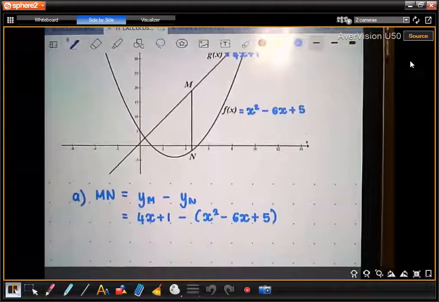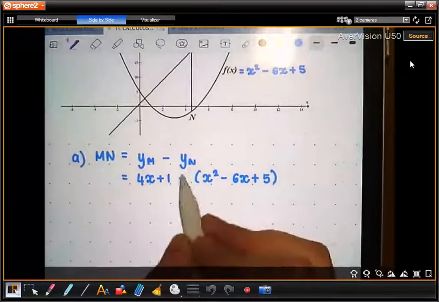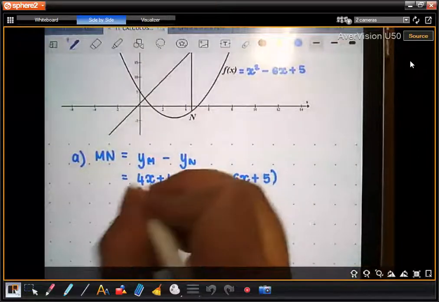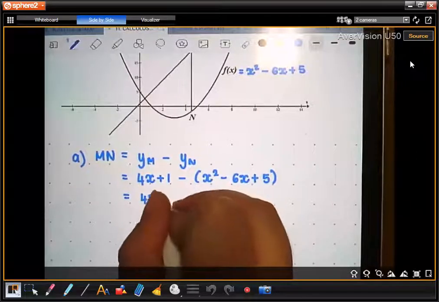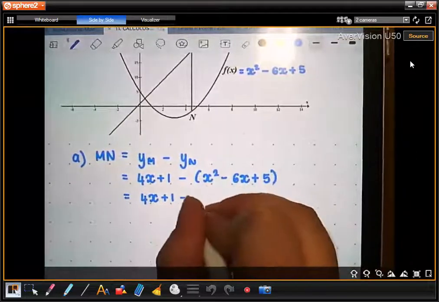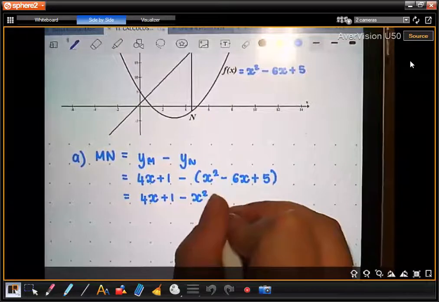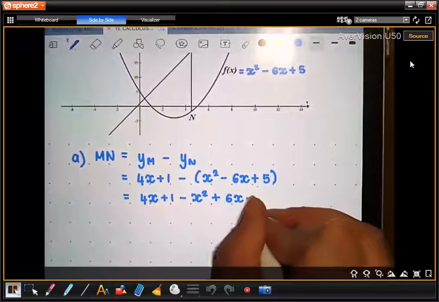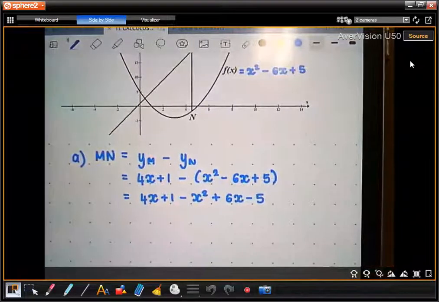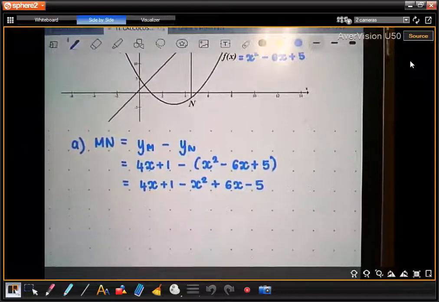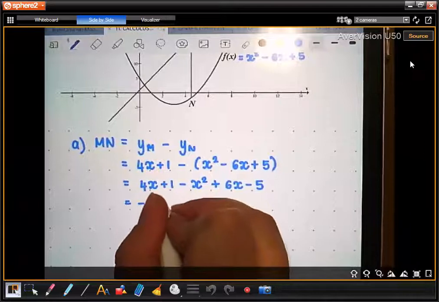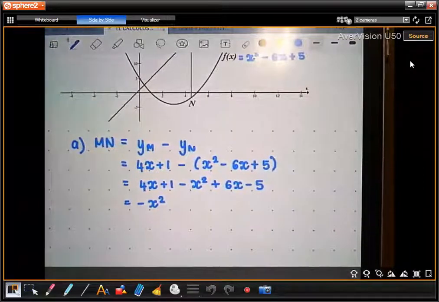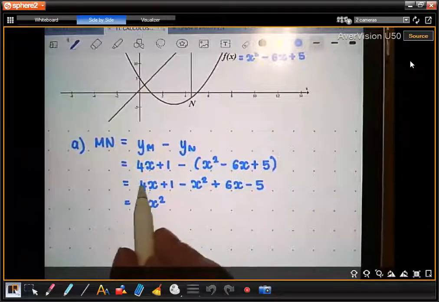Now we would just have to simplify that, please. So we have to multiply that minus into brackets and then add your like terms. So we have 4x plus 1 minus x squared plus 6x minus 5. And then we can just simplify that. So I'm just going to put the x squared term in front. It doesn't really matter. You don't have to. All right, so let's do minus x squared there.